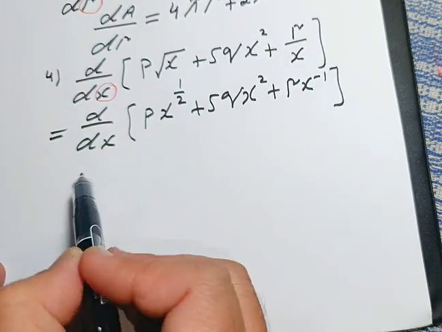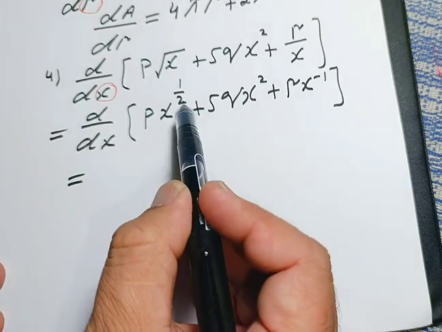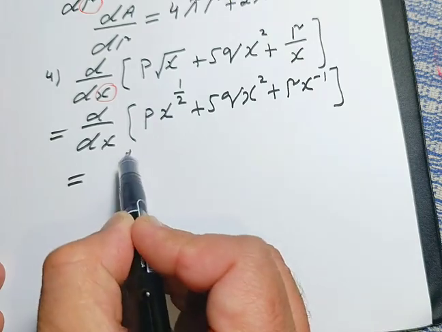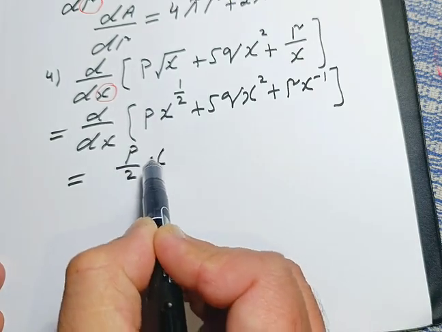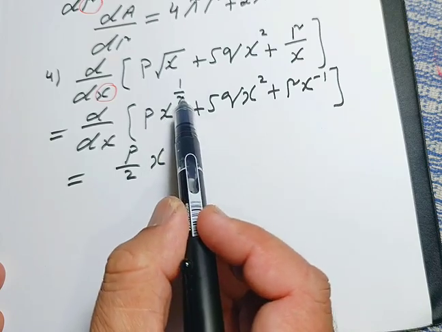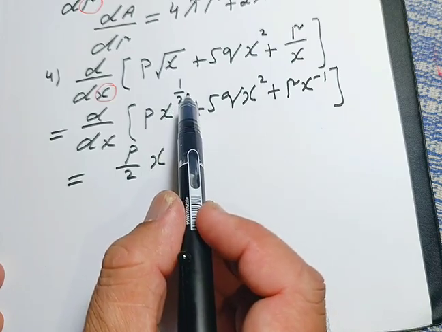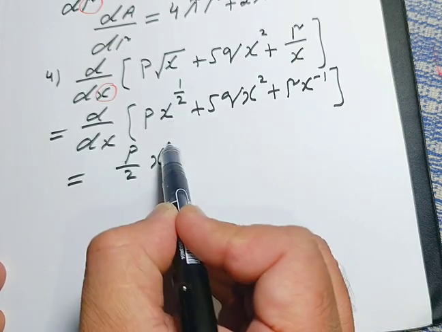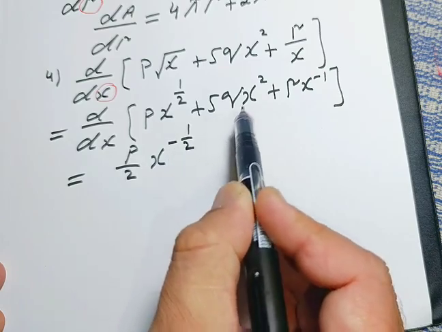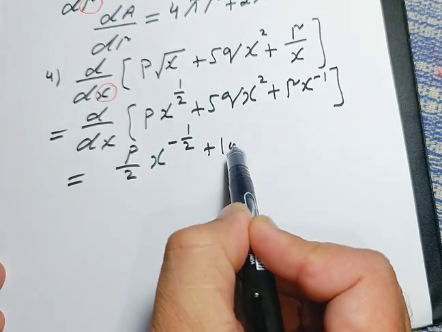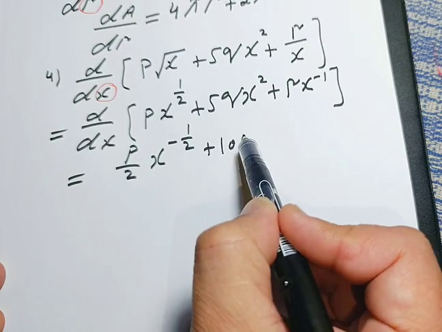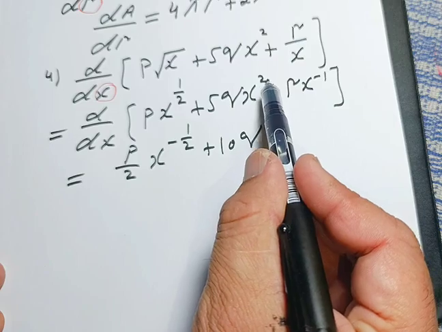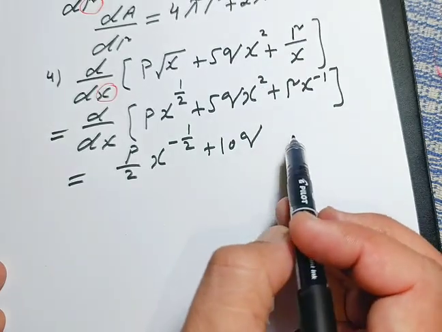Now I can apply the derivative here. So it's going to be 1 over 2 times p, which is p over 2, same thing, x power 1 over 2 minus 1. 1 over 2 minus 1 is going to be minus 1 over 2. 2 times 5 is 10, and then q is a coefficient, and x power 2 minus 1 is going to be 1.